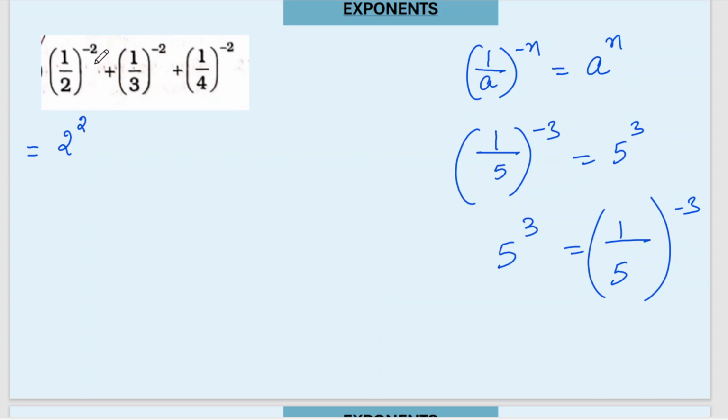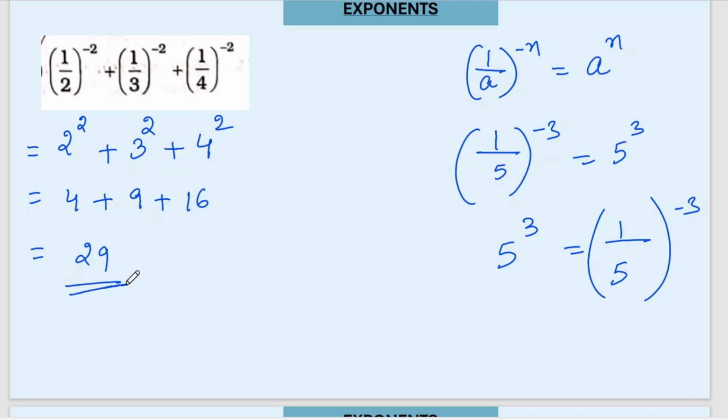So 1 by 2 to the power minus 2, I have written as 2 to the power 2, plus 1 by 3 to the power minus 2, I can write this as 3 to the power 2, and plus 1 by 4 to the power minus 2 can be written as 4 to the power 2. So 2 to the power 2 is 4, plus 3 to the power 2 is 9, plus 4 to the power 2 is 16. So total 4 plus 9, 13, plus 16, 29. This is your answer. Okay. Next question.